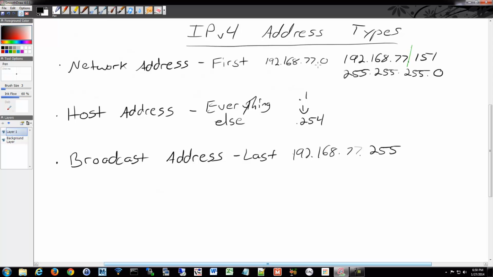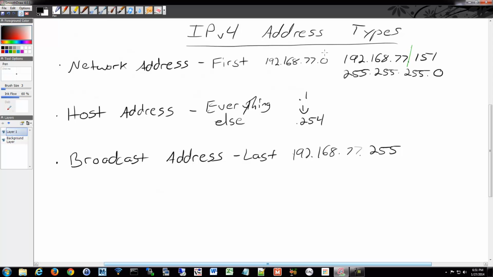So the very first IP that you can create in a subnet, even though it may end in 0, is your first address, and that is your network address. That's the name of your network. So if I am referring to a subnet, I might say this is the 192.168.77.x or .0 address for the subnet. The broadcast is going to be the very last.